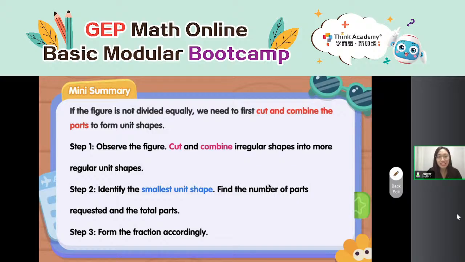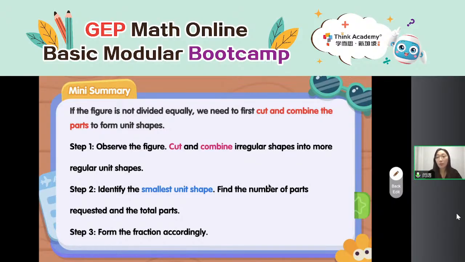If the figure is not divided equally, we need to first cut and combine the parts to form unit shapes. So what is the first step? We need to observe the figure, cut and combine irregular shapes into more regular unit shapes. And what is step 2? We can identify the smallest unit shape. You need to make sure that they are equal, of the same size and the same shape. Find the number of parts requested and the total parts. And step 3, you can form the fraction accordingly.